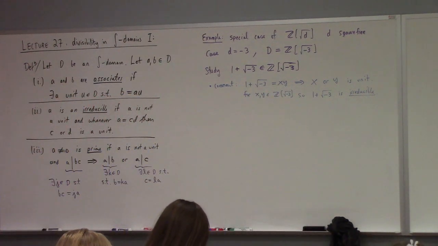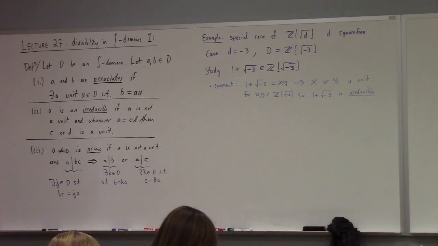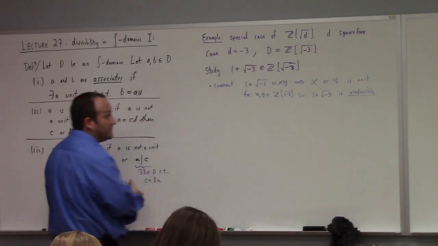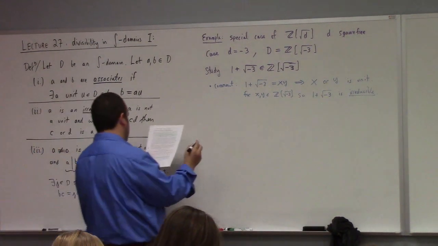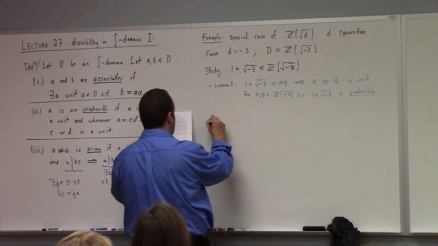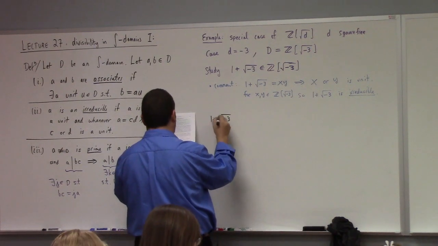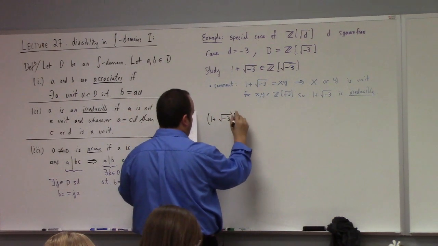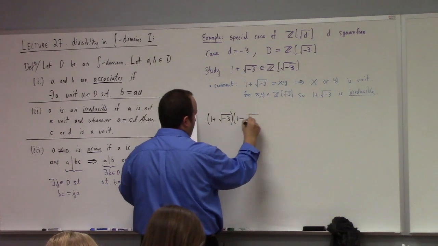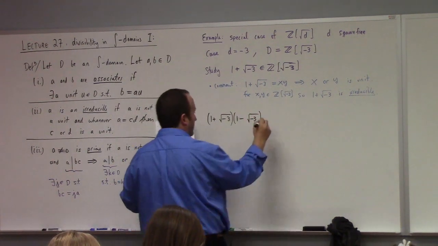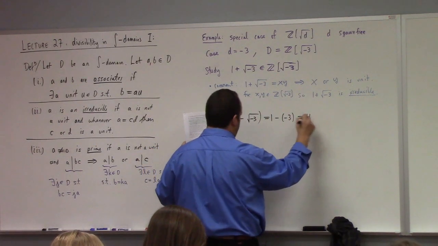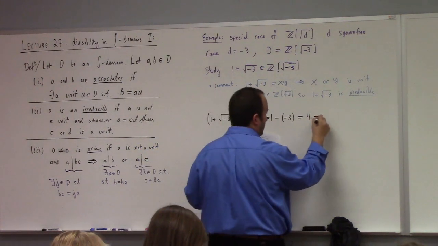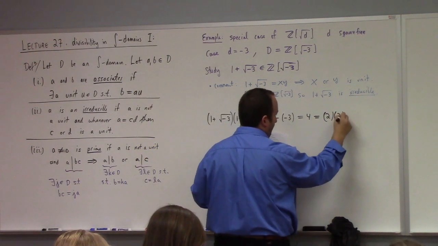What I want to now argue for you is that 1 plus the square root of minus 3 is not prime. All right? So let's work it out. It involves the following steps. So we look at 1 plus the square root of minus 3 times 1 minus this, 1 minus the square root of minus 3, right? And that, of course, gives us 1 minus a minus 3, otherwise known as 4, which, by the way, is equal to 2 times 2. All right?